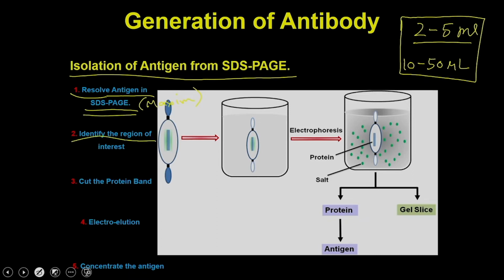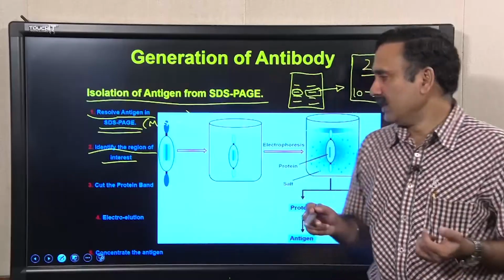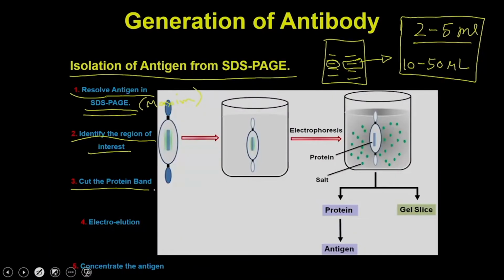Then you have to identify the region of your interest. If you run the SDS page, you are going to get different types of bands, and you have to identify the region where your antigen of interest is present. Then you cut this region and bring out the protein band. So you have to cut the protein bands.